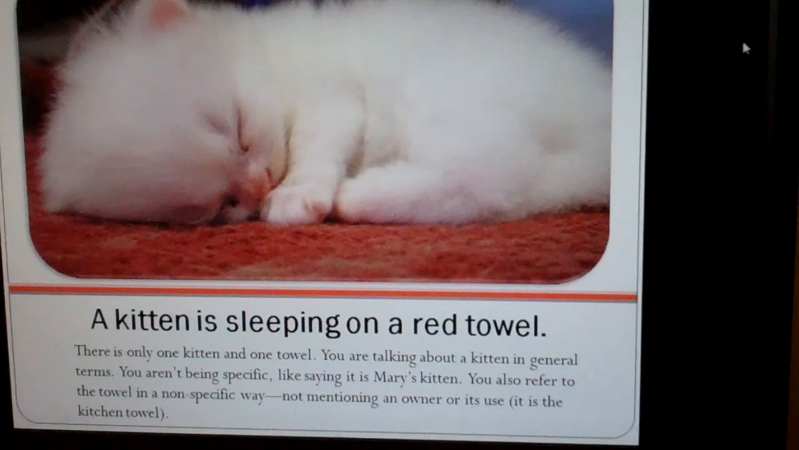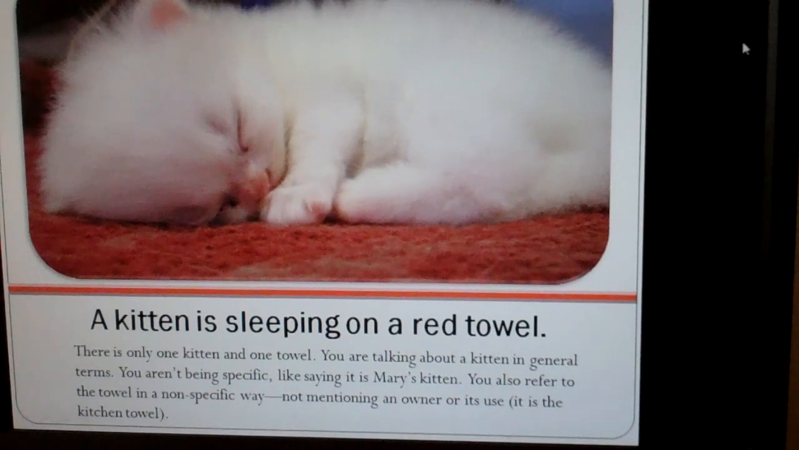There is only one kitten and one towel. You are talking about a kitten in general terms. You aren't being specific, like saying it is Mary's kitten. You also refer to the towel in a non-specific way, not mentioning an owner or its use, like it's a kitchen towel. You're not saying it's Bob's towel. You're just saying it's a red towel. So it's very general.